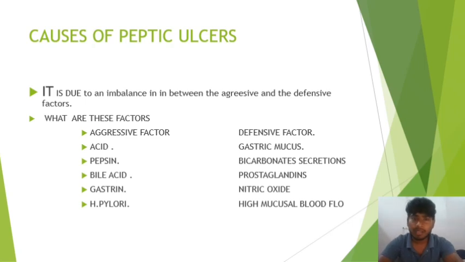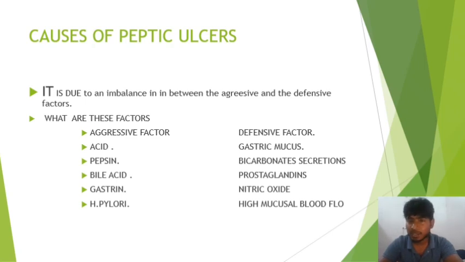So when the aggressive factor, acid, increases, then gastric mucosa protects against it. Mucosa is a liquid part that is secreted in our stomach. It will protect against acid by gastric mucosa. So next is pepsin.